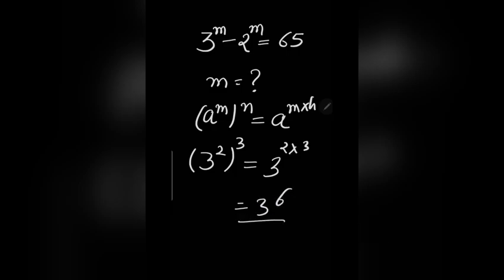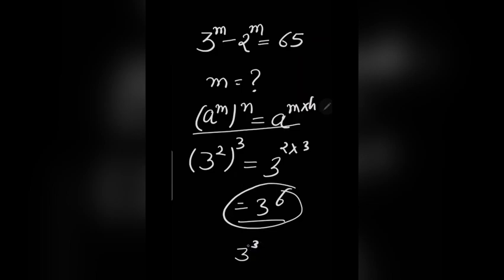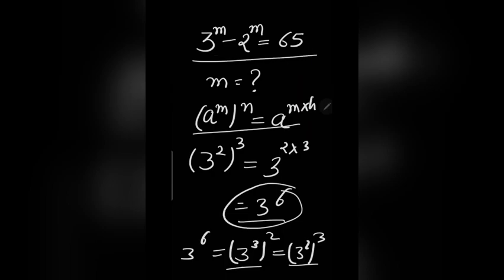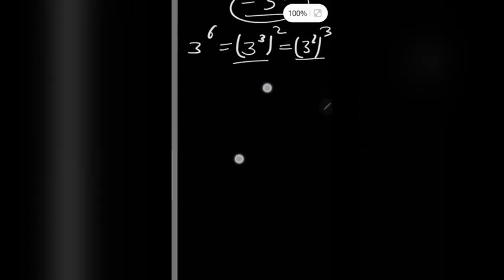I hope you understand why I gave you this, because I'm going to use the same. So this 3 raised to 6 can be written in such a form: 3 raised to 3 whole power 2, or 3 raised to 2 whole power 3. So both ways you can write this 3 raised to 6. Okay. Now as the question is given, just use the same way.